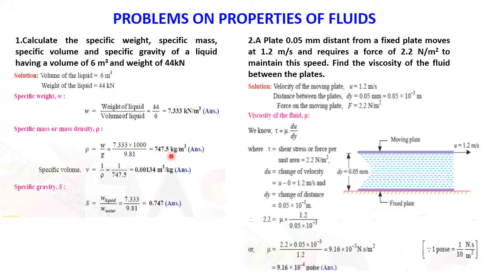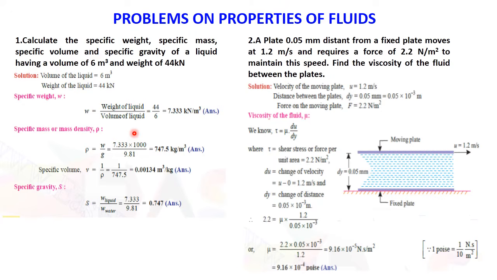Also you can find it now that you are having density. The density is 747.5, so if you divide this value by the density of water, which is 1000, then directly you will get the value as 0.747. That is the value of the specific gravity of that particular liquid.